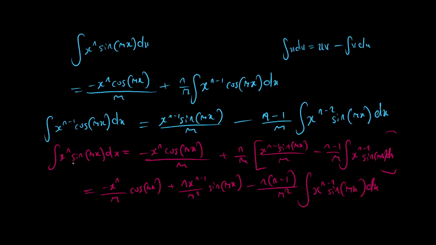So you see what is happening here. We're able to connect x to the n to x to the n minus 2. So that tells you that, okay, let's try this formula down here.